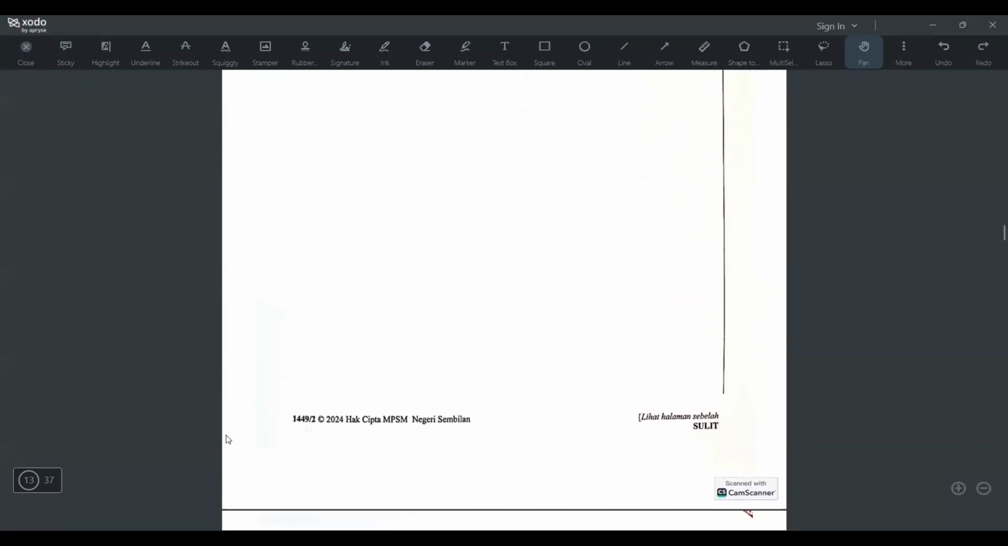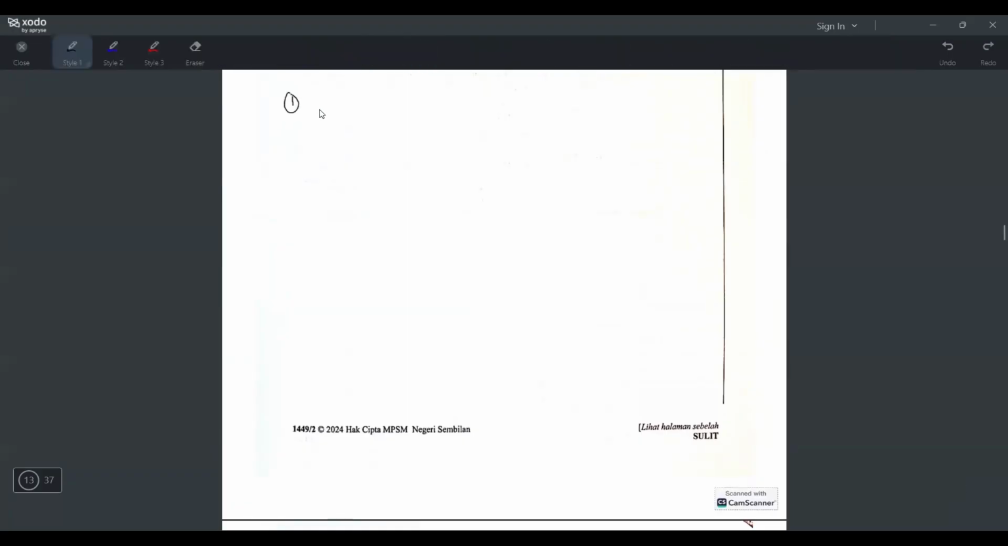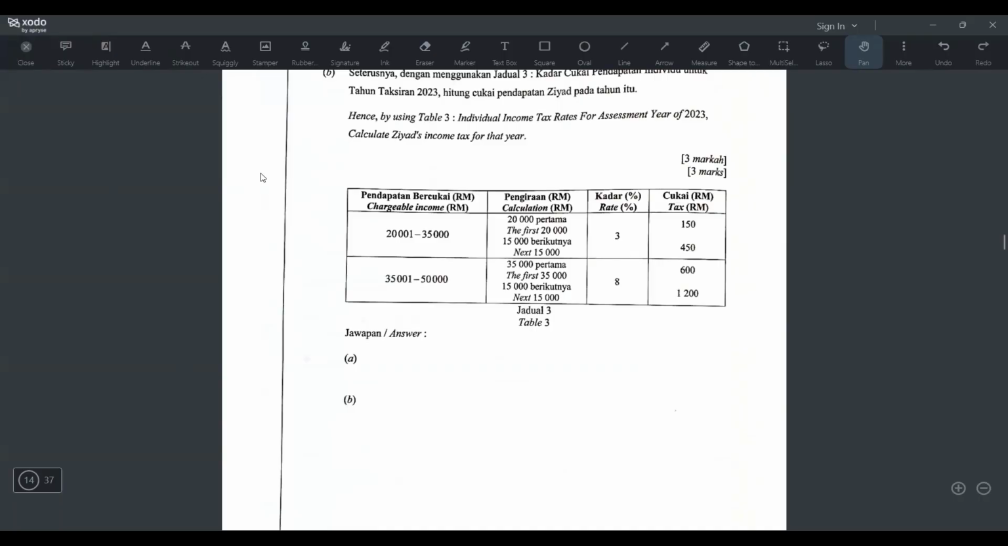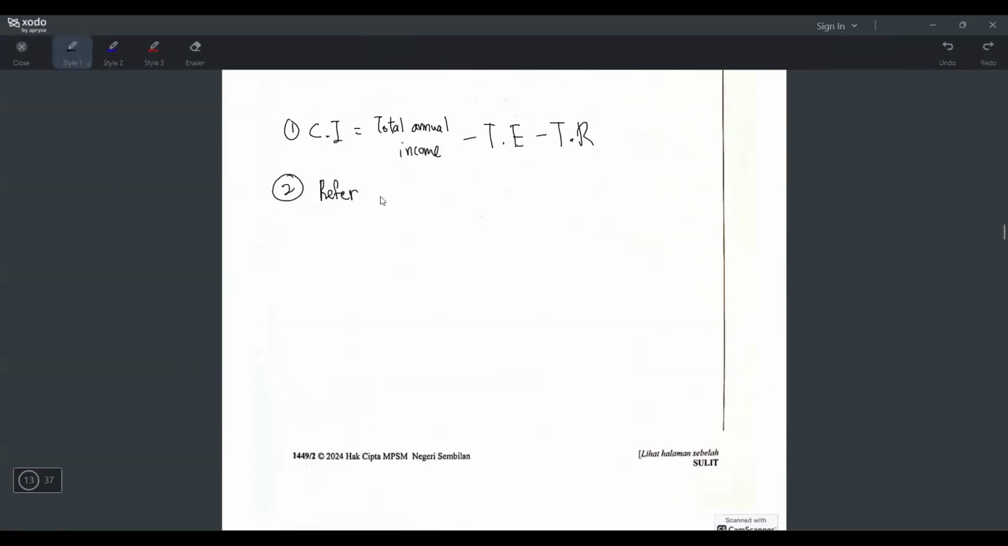Okay, I think I have to mention to you how to find tax. So step number 1 is to get your chargeable income, and the method is take the total annual income minus tax exemption minus tax relief. Okay, I'm just going to give you all the formulas. Step number 2 is refer to the table. Okay, this table, right? So I'll just write refer jadual or refer table. Okay, refer table. And when you refer to the table, the table will give you two things, right? They will give you the base tax. In Bahasa Melayu, cukai dasar.